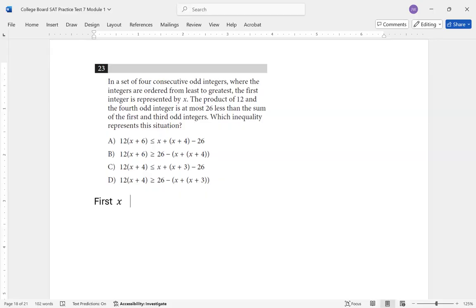So if we're talking about consecutive odd integers and the smallest is x, then the second is going to be x plus 2. Let's put that in parentheses. The third is going to be x plus 2 plus 2, so x plus 4. And the fourth is going to be x plus 2 plus 2 plus 2, which is x plus 6.